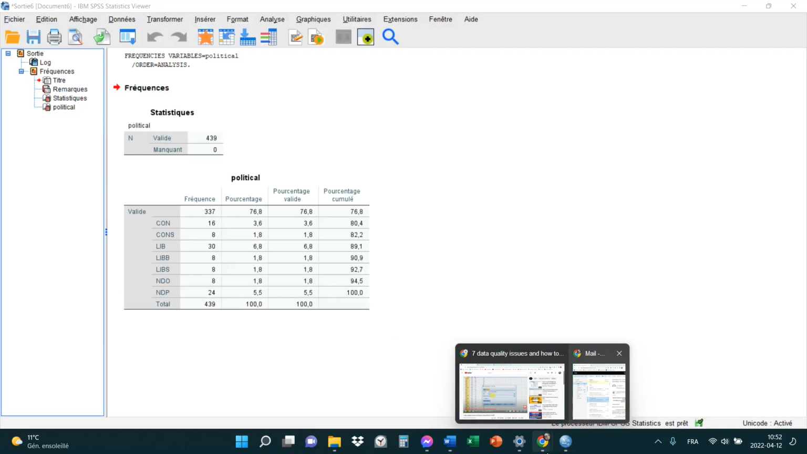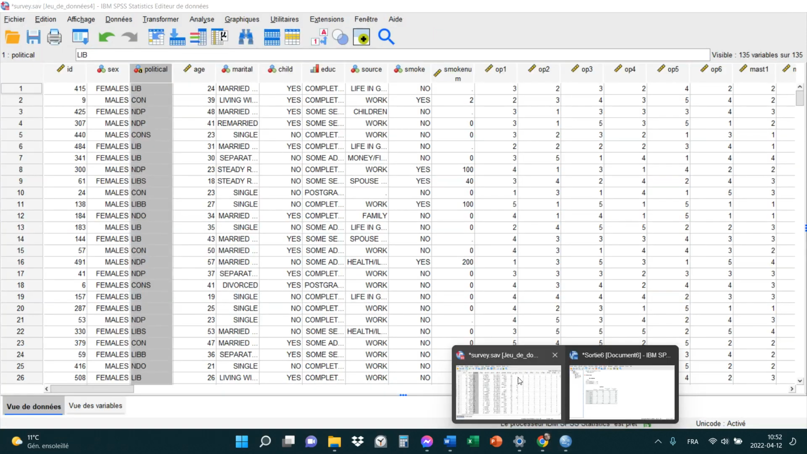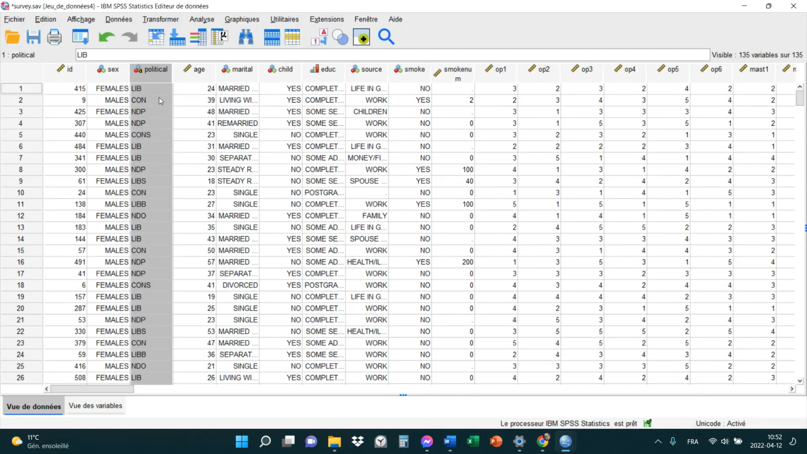Comment est-ce que je peux aller changer les codes qui sont mauvais ici? Okay? How can I fix this structural issue that I've identified here?